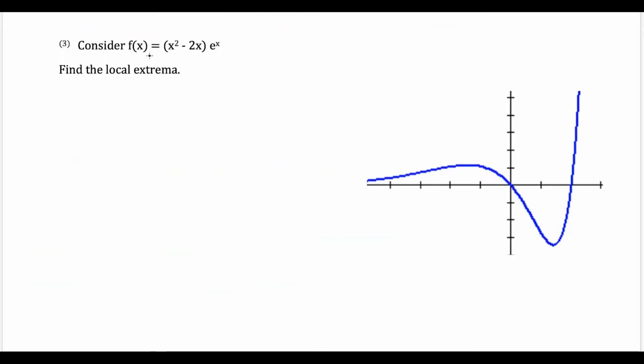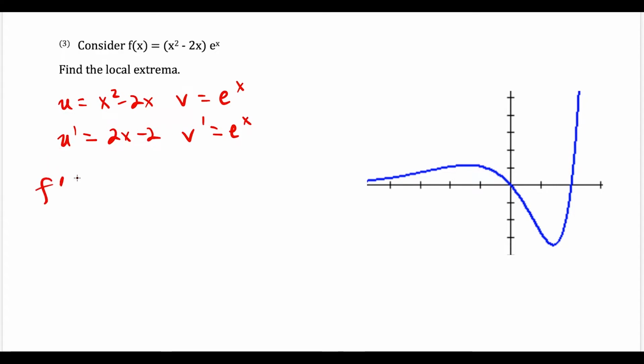Now another scenario we could run into is we could be working with the e to the x exponential function here. Now for this one, we're going to have to use the product rule. So if you need to, you could go ahead and write u equals and v equals, and then we could find u prime is 2x minus 2, and that v prime is equal to e to the x.